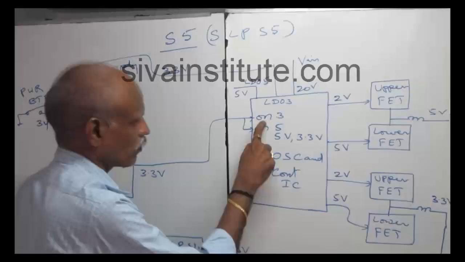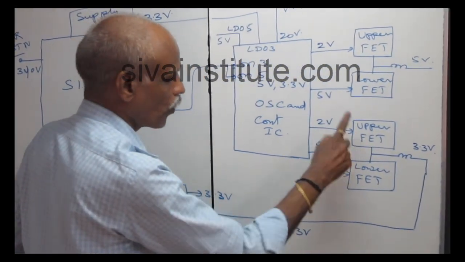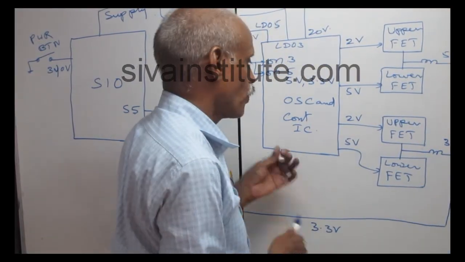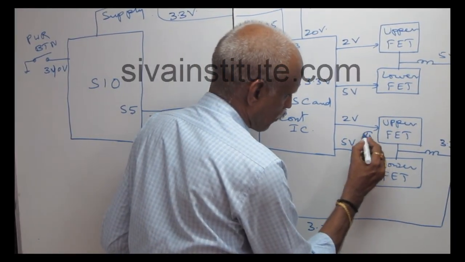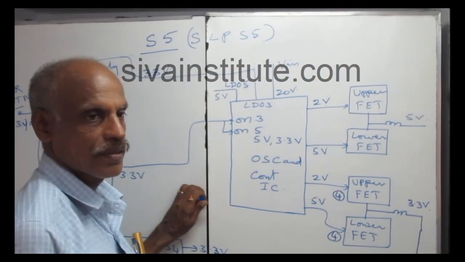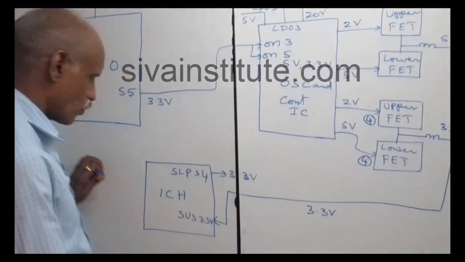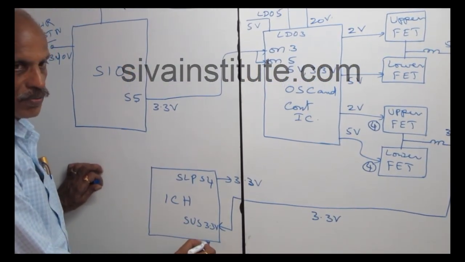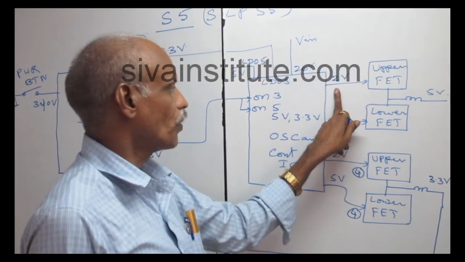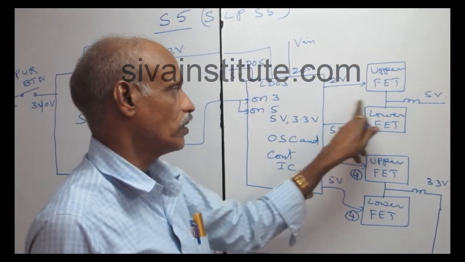When 3.3 volts comes to this one, this IC releases 2 volts to the upper FET, pin number 4. This is the upper FET gate. This is the lower FET gate. 5 volts comes to this lower FET. Immediately this voltage output comes from this IC. This voltage goes to the ICH suspend 3.3 volts pin. When you give 2 volts to the upper FET and 5 volts to the lower FET, this voltage will be released.